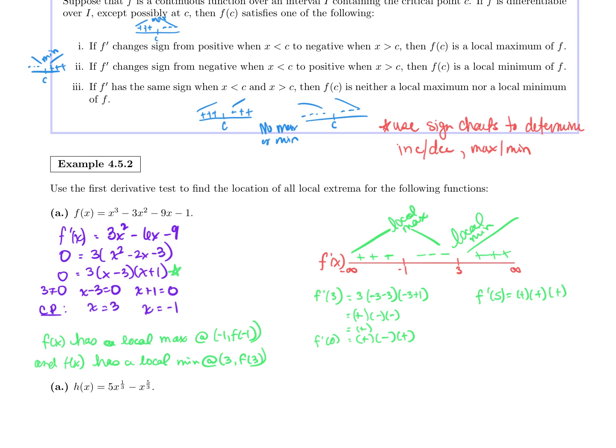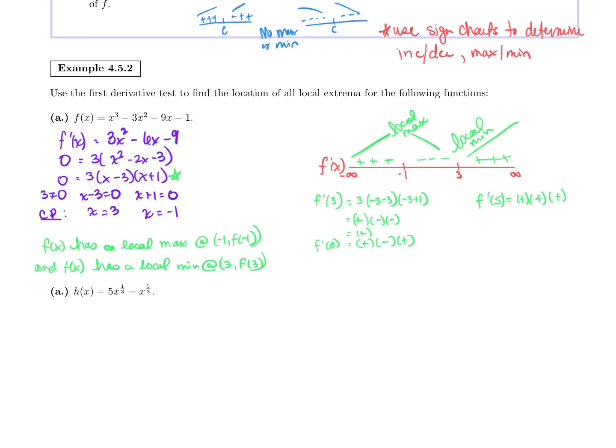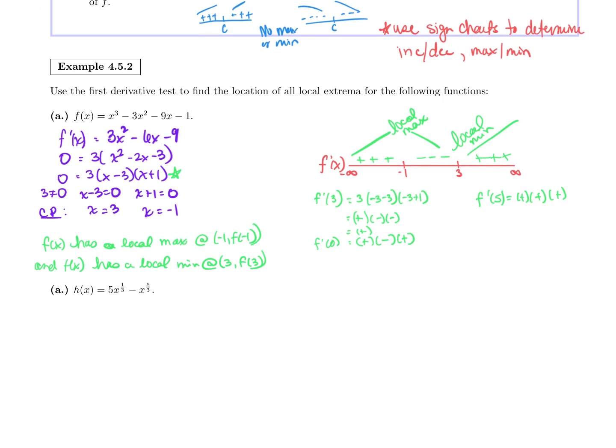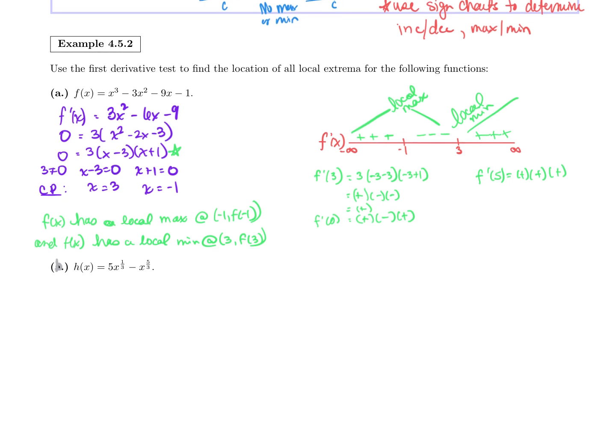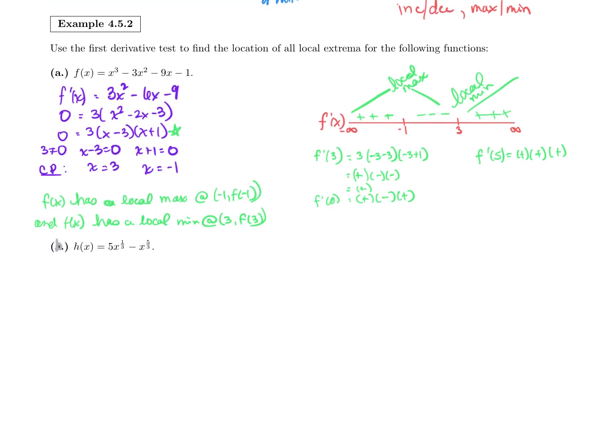But let's try another one. Let's look at part B, which I still have labeled part A there again, sorry. So if we look at part B, it says h of x is 5x to the 1/3 minus x to the 5/3. For this one, I certainly upped the ante because now we have a fractional exponent on both terms, which means we have two roots here. So this is 5 times the cubed root of x minus the cubed root of x to the 5th. So let's take its derivative and see where that leaves us.